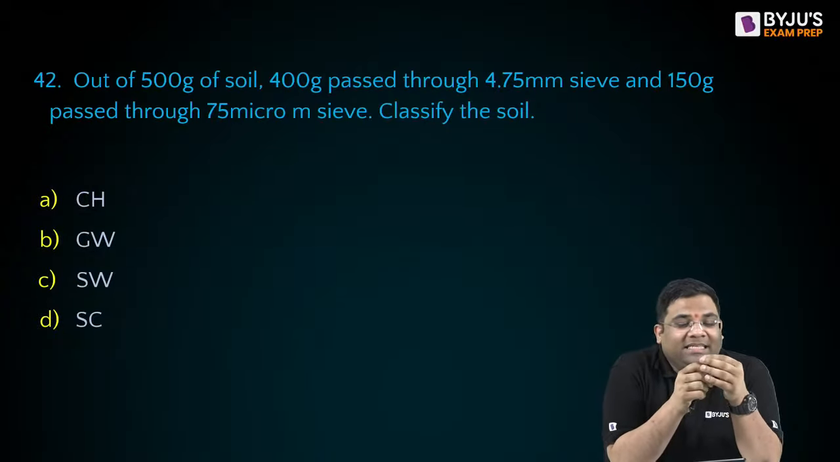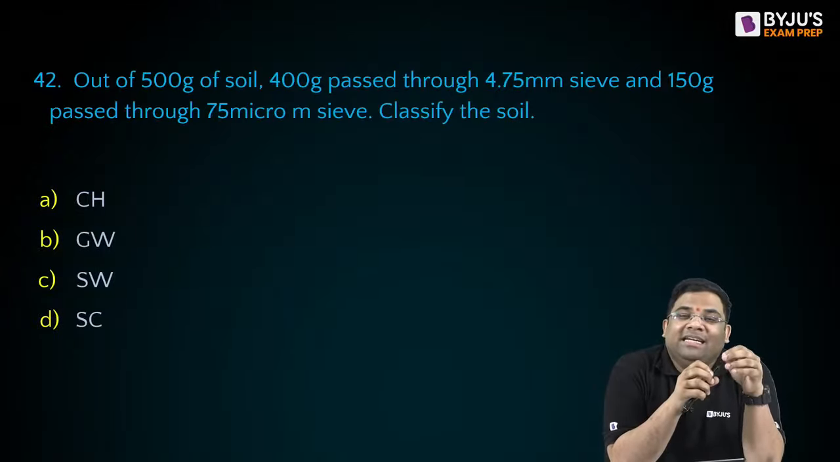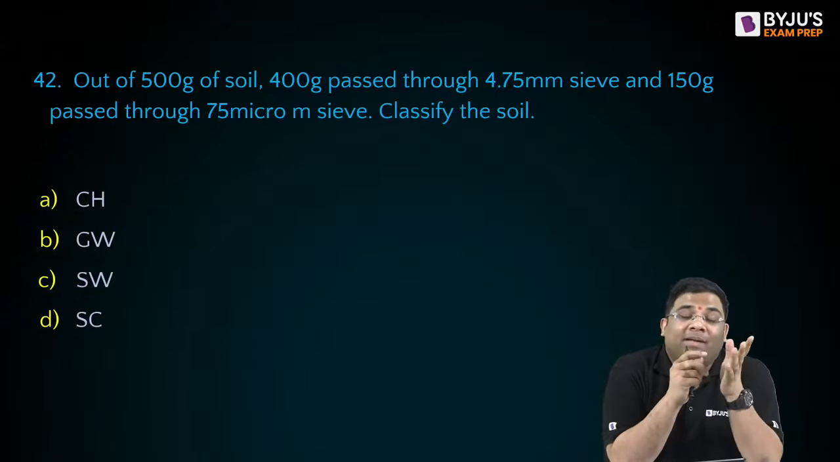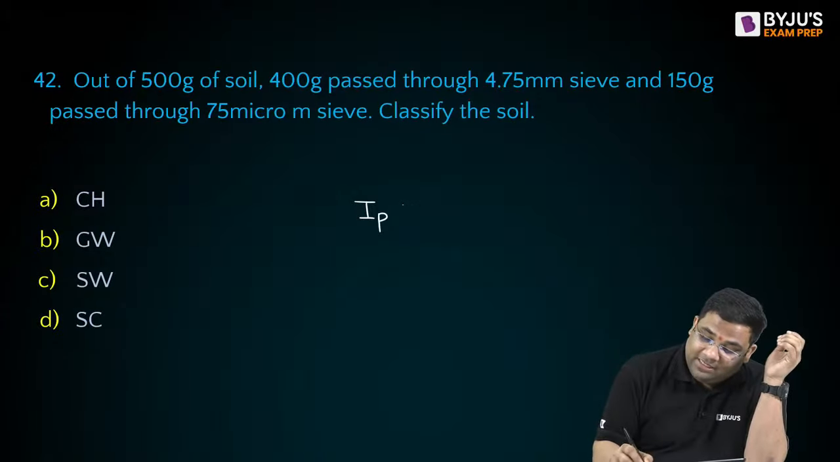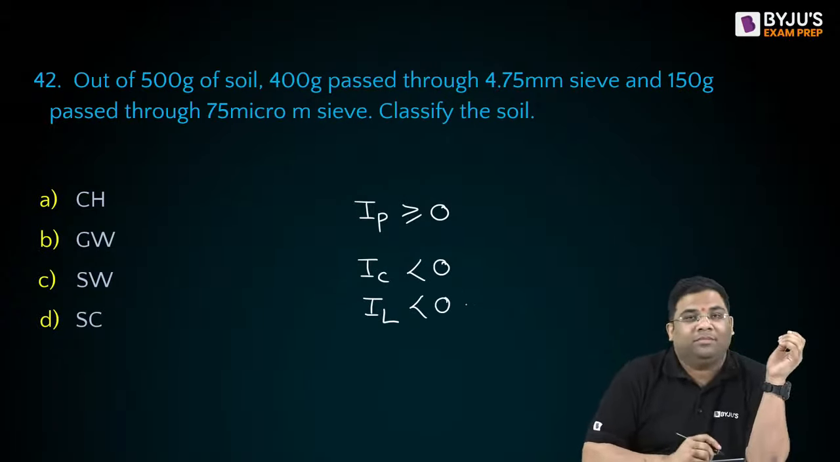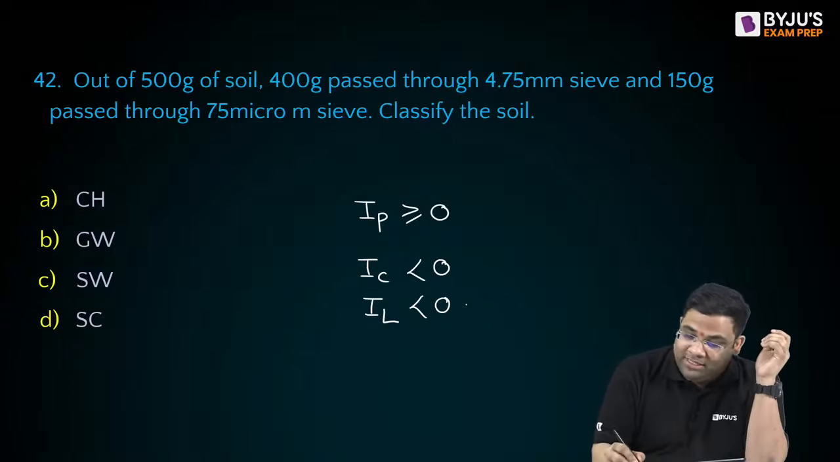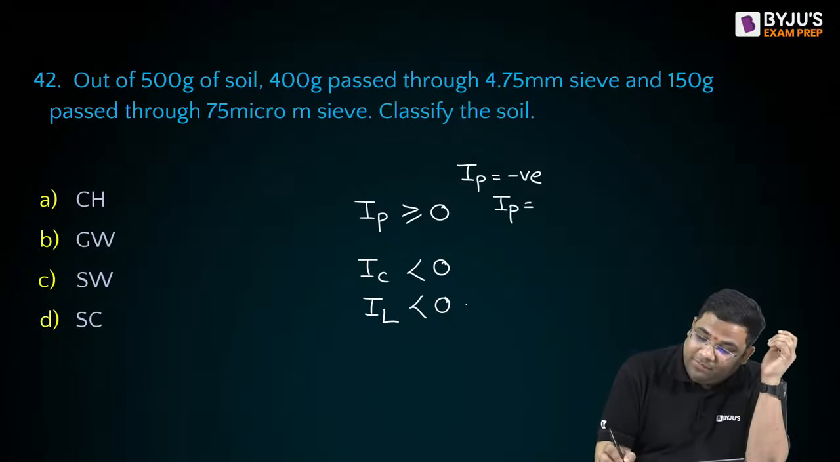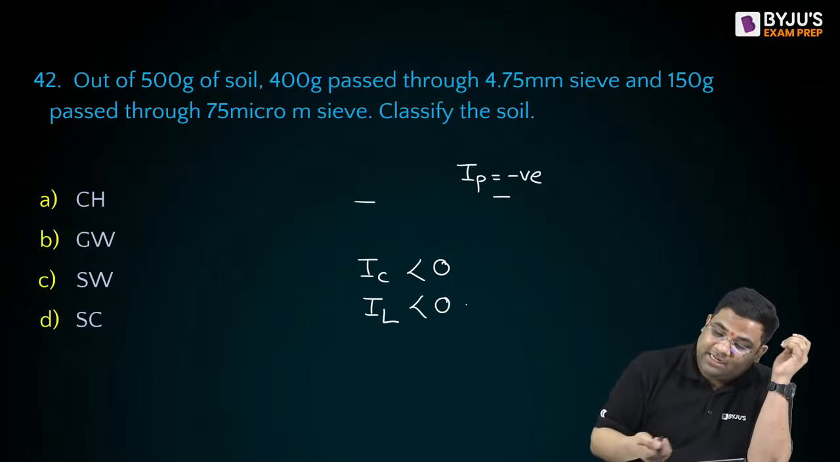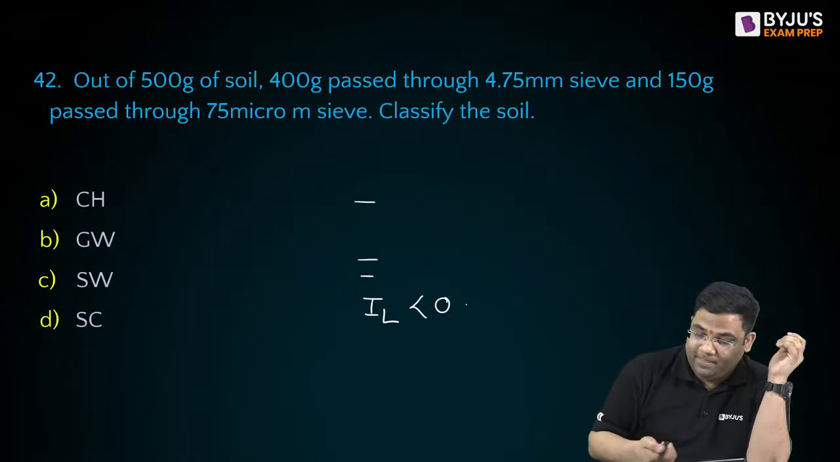See, plasticity index cannot be less than 0, but consistency index and liquid index can be. IP is always greater than or equal to 0. But your consistency index or liquid index, they can be less than 0. So in plasticity index, if you are getting a negative value, then you will take that as 0. But not in the case of IC or IL. That is, negative means you take it negative. Okay.